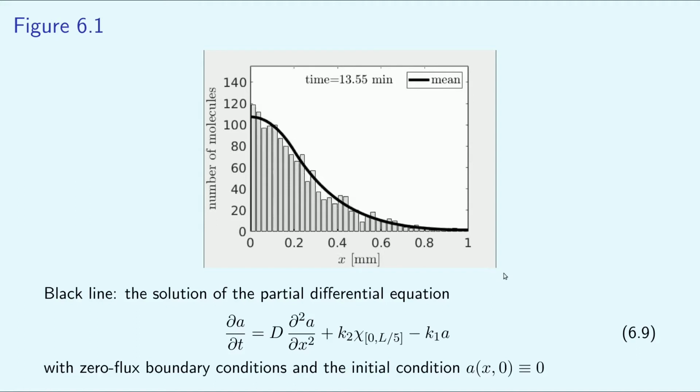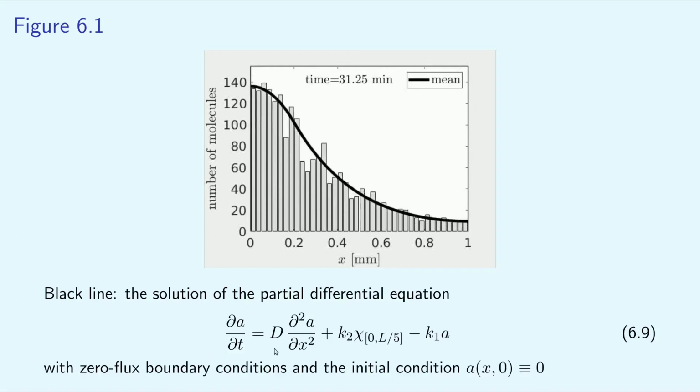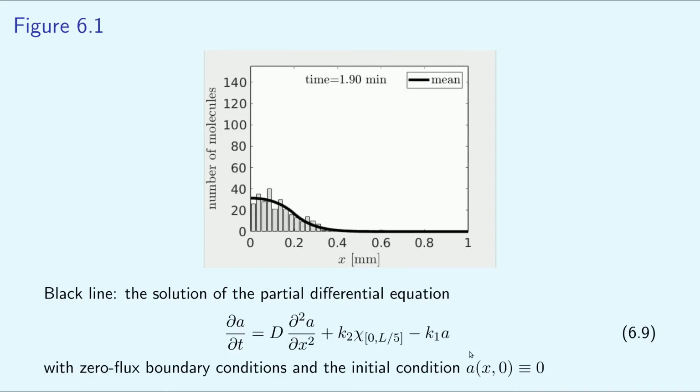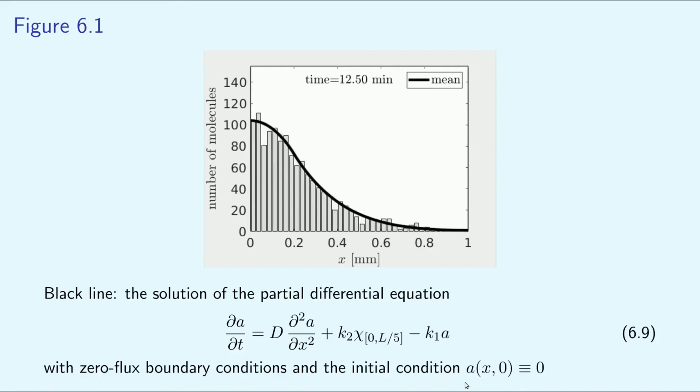The black line is the solution of this partial differential equation for the concentration of molecules of chemical species A. The first term on the right-hand side models diffusion, the next one describes the localized production, and the last one is the description of degradation. We use zero flux boundary conditions, and the initial condition is A equal to 0. We observe that the molecules are produced in the left part of the domain, they diffuse and are degraded everywhere.